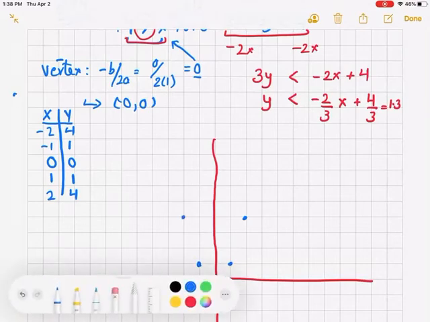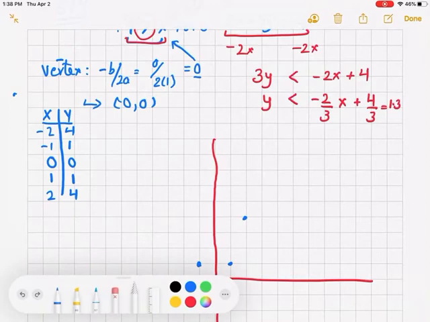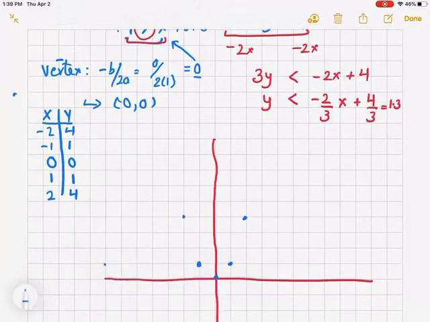So let's draw a dotted line. Let me see if I can do that. Yeah, no, what is this? My bad. That's not what I wanted. Anyways, I'm just going to draw a dotted line. I'm just going to extend it just in case. I'll make it like this.